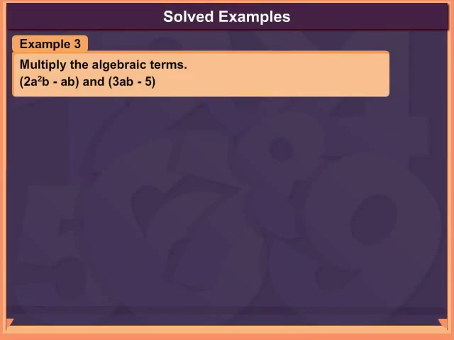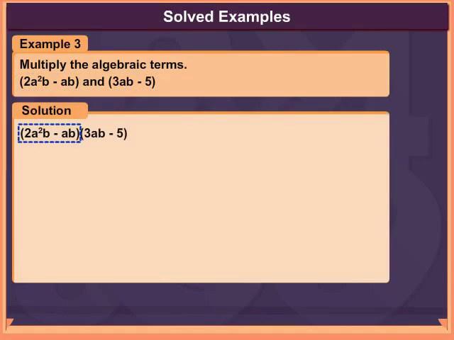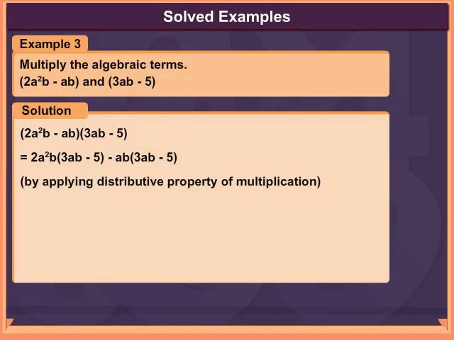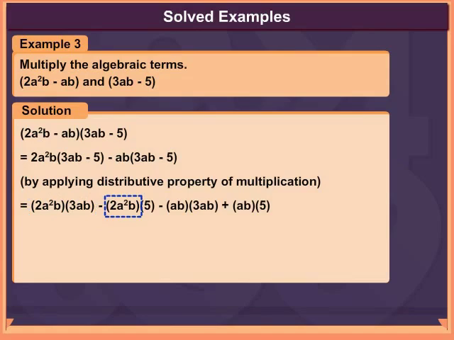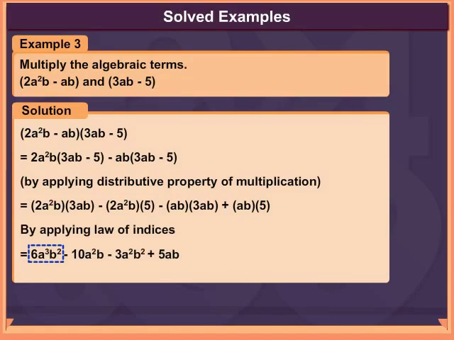Example 3. Multiply the algebraic terms 2a square b minus ab and 3ab minus 5. Solution. (2a square b minus ab) into (3ab minus 5) can be written as 2a square b into (3ab minus 5) minus ab into (3ab minus 5). By applying the distributive property of multiplication, we get 2a square b into 3ab minus 2a square b into 5 minus ab into 3ab plus ab into 5. Now by applying the law of indices, we get our result as 6a cube b square minus 10a square b minus 3a square b square plus 5ab.